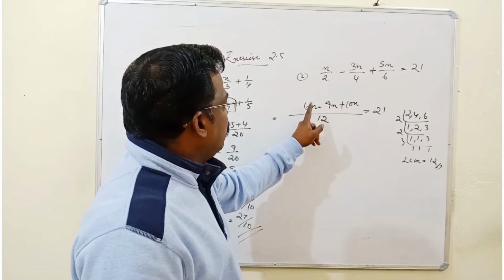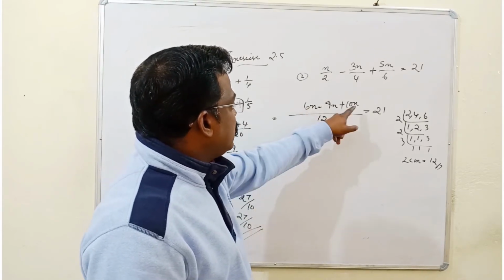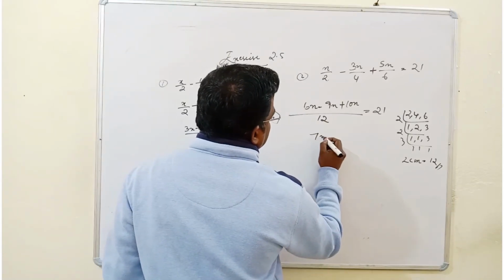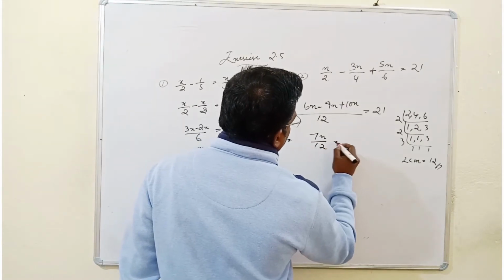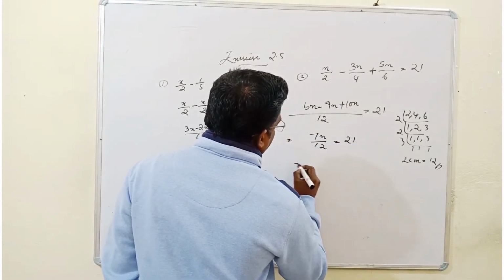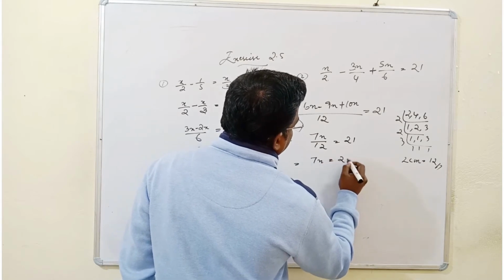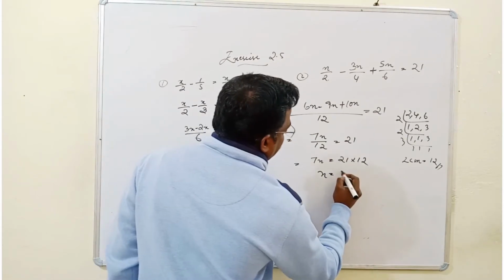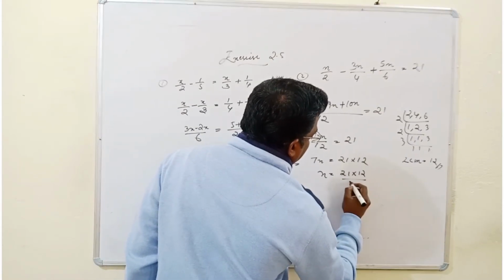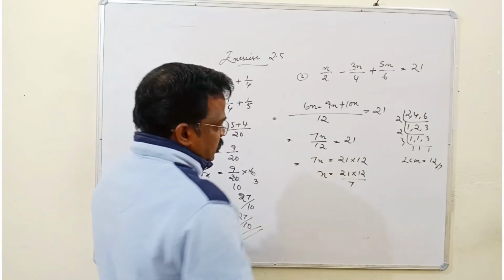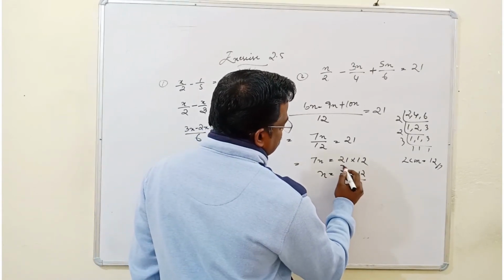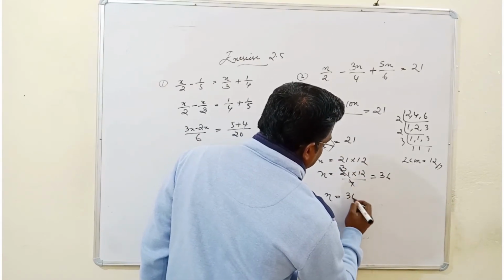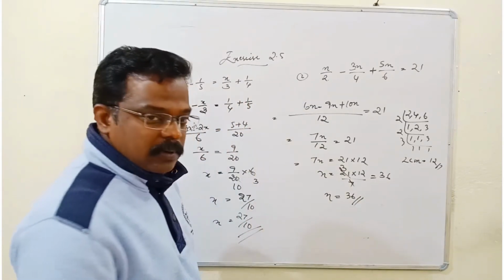How will we do that? So the positive terms you can take together: 6 plus 10, 16. 16 minus 9 is 7. So 7n by 12 equals 21. So we have to keep 7n here and this 12 will come here and multiply. Okay. Then we have to find n. 21 into 12 by 7. Okay. So here 7 and 21, 3 7s are 21. 3 12s are 36. So the value of n equals 36.